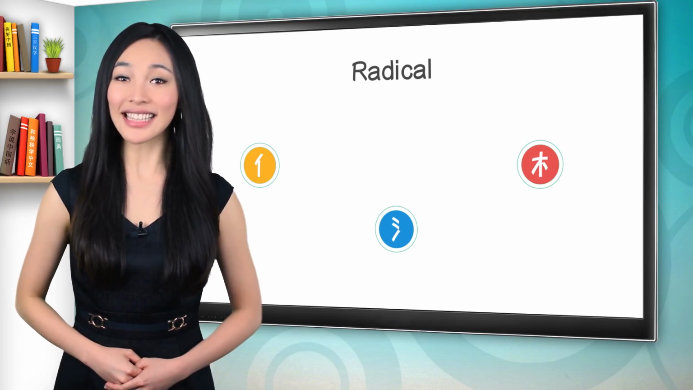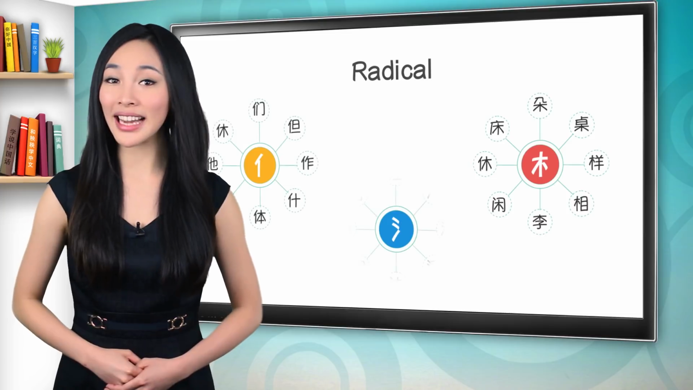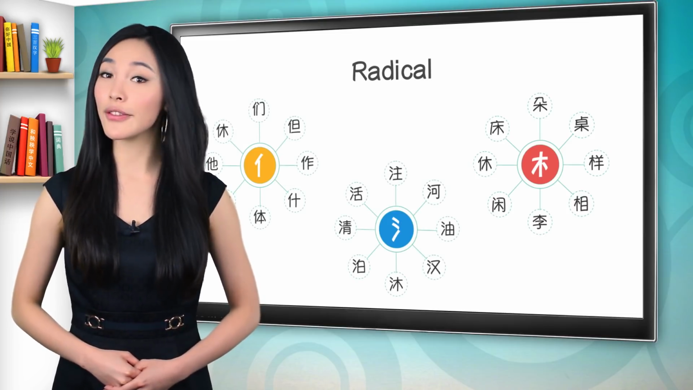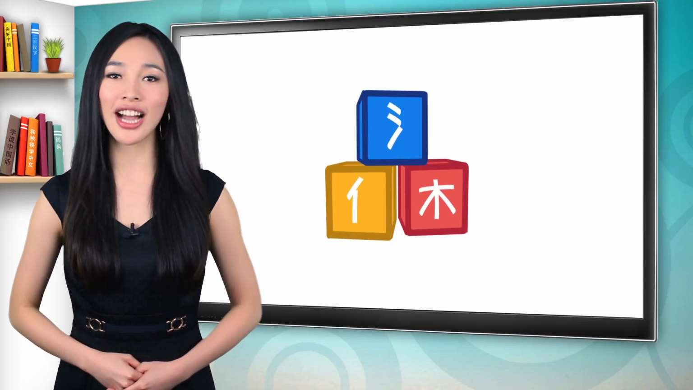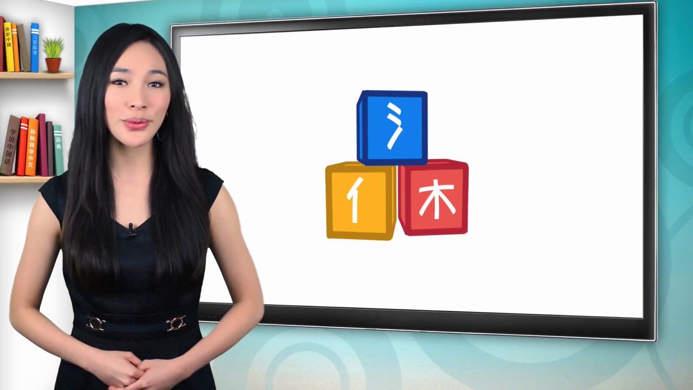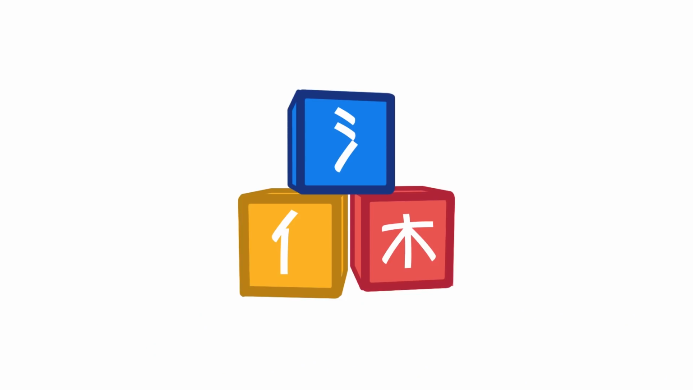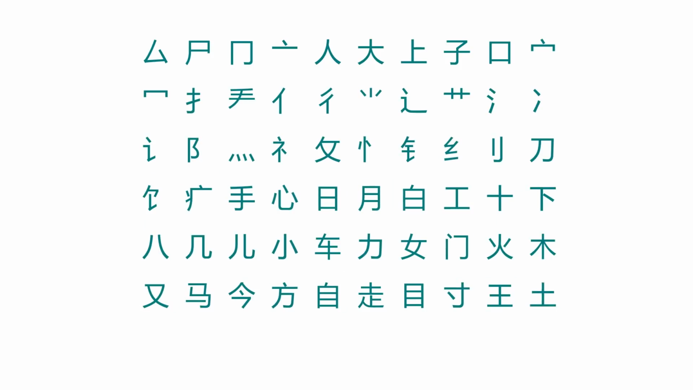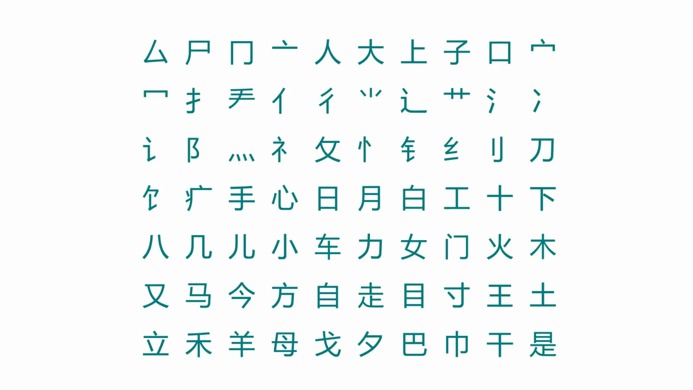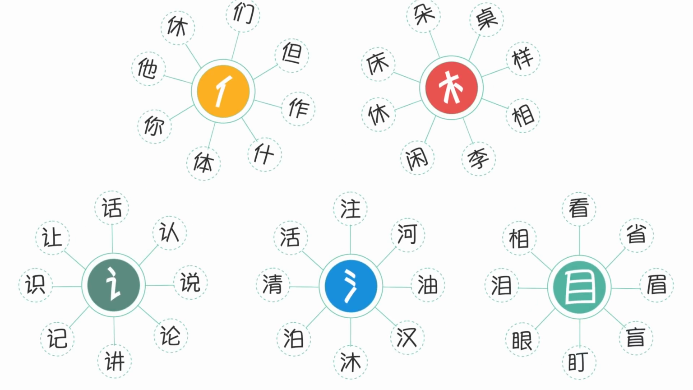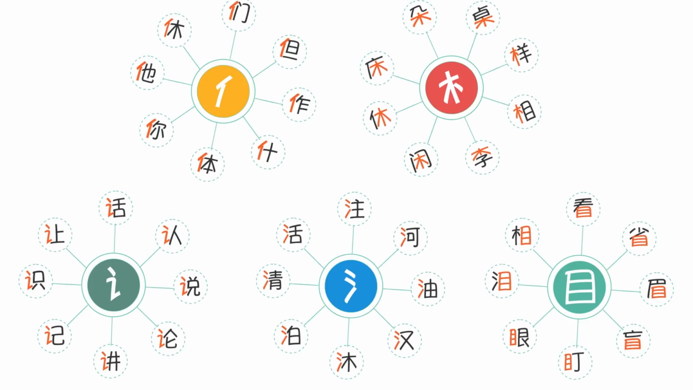A radical is a commonly seen component of many Chinese characters. They form the building blocks of the written Chinese language, and they're super important. Actually, you already learned many of them in the first character course. You'll continue to see those radicals in our second character course, and you'll see how radicals carry their own meanings into the characters they form.